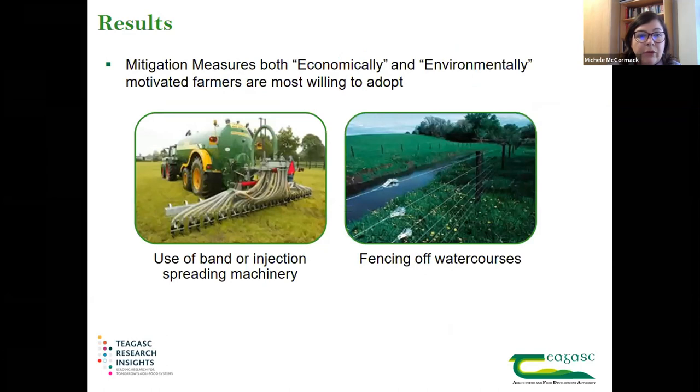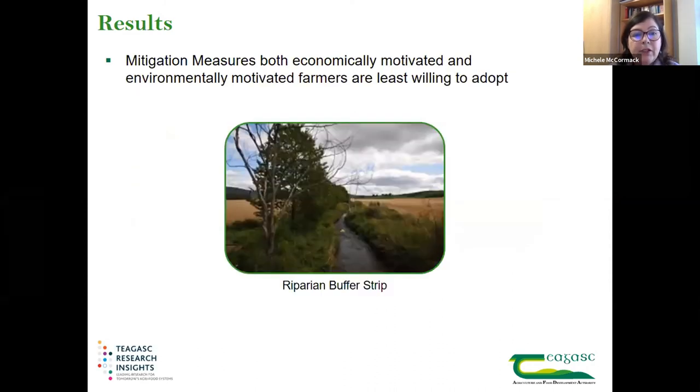So when we look at the results, the mitigation measures that farmers from both of these very distinct backgrounds, with very distinct characteristics and very distinct farmer objective types, were both highly motivated to adopt were the use of bender injection spreading machinery, and both of them were in favor of fencing off watercourses. And the mitigation measure that neither of these farmer types were motivated to adopt was riparian buffer strips. It wasn't statistically significant at all across any of the research.